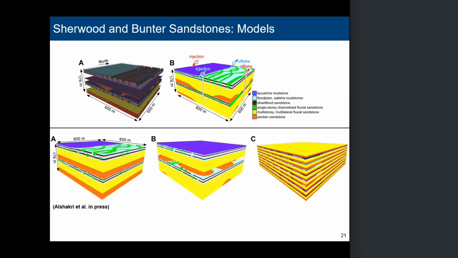Discontinuous lake, so basically in this model they're at the edge of the lake, versus continuous. And then in these intervals of poorly connected fluvial channels, sheet sand and mudstones, we play around a bit with the extent and the connectivity of the various sand bodies.